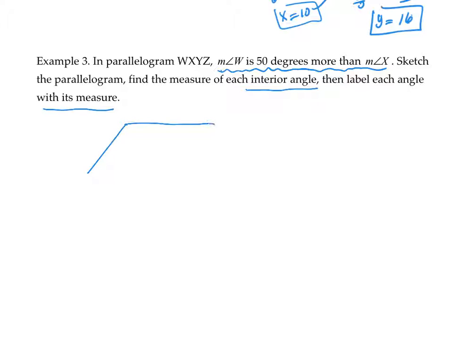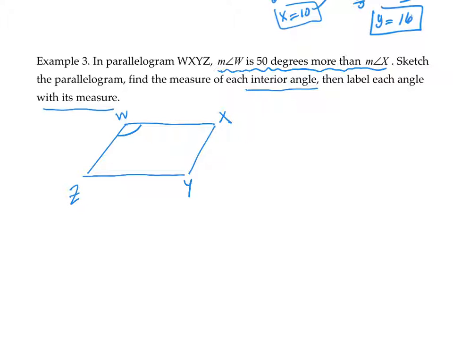So if we come up with a picture of a parallelogram, with the piece that I underlined first, that the measure of angle W is 50 degrees more than the measure of angle X, says to me that this angle looks larger, so I'm going to give that a W, and then I can go this way for X, and then Y and Z. Okay, and it says that W is 50 degrees more than the measure of angle X.